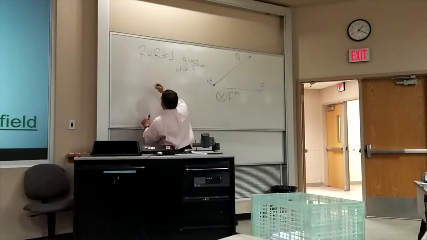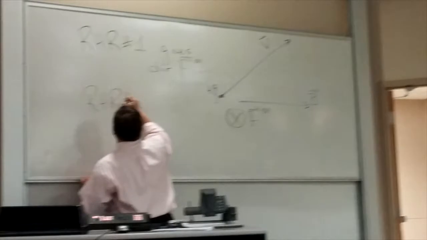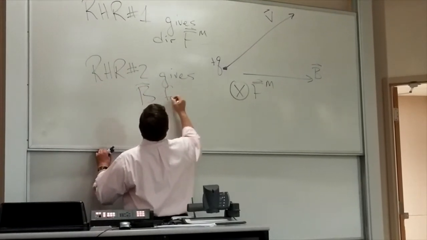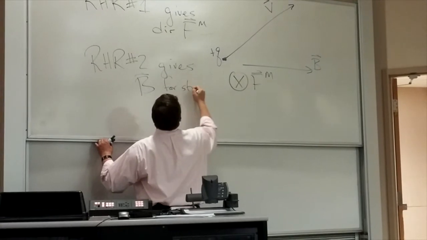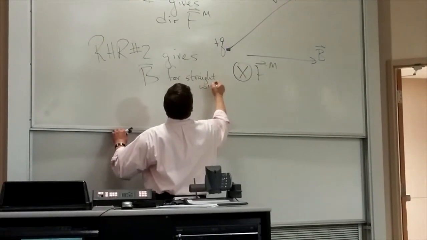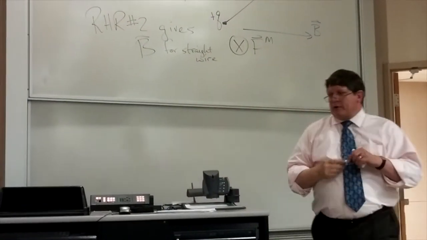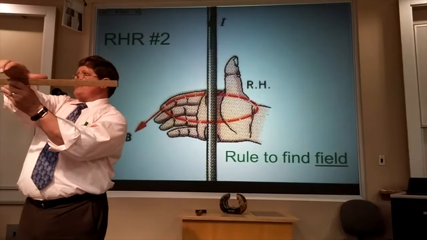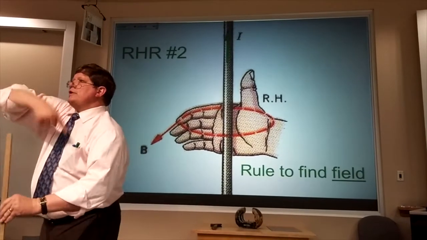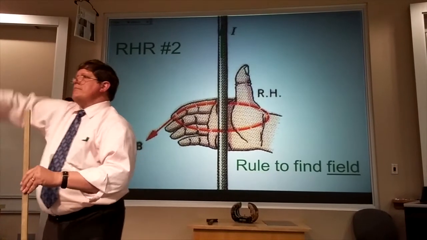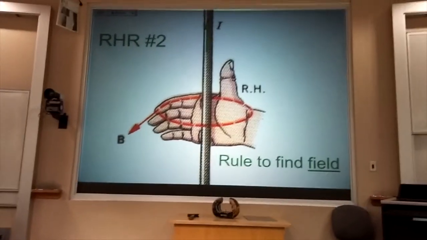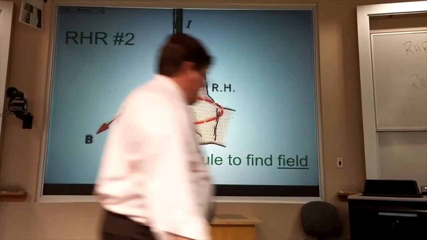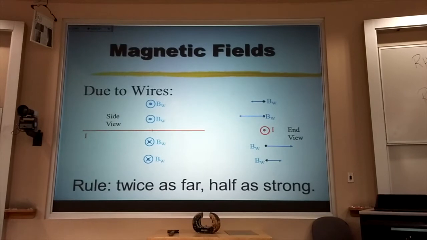Now, right-hand rule number two gives the direction of B for a straight wire carrying conventional current. And remember, when the wire is straight, we use the straight part of our right hand to represent the current through the wire. The curved part tells us which way the field lines wrap around the wire. It's just a memory device. If the conventional current's going this way, then those field lines are going to wrap around that way by right-hand rule number two.